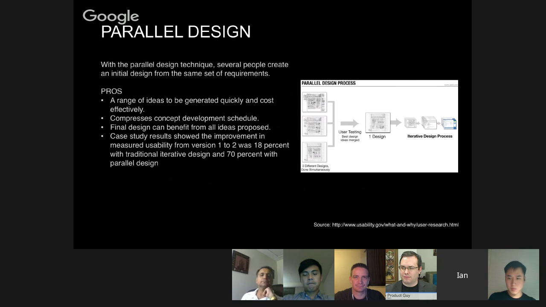Parallel design, a kind of interesting idea. There are some stats that back up this approach as being beneficial to usability.